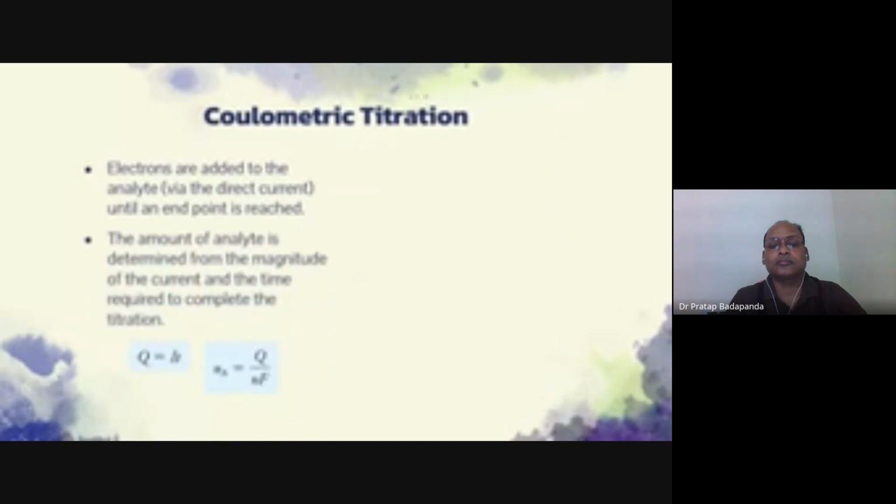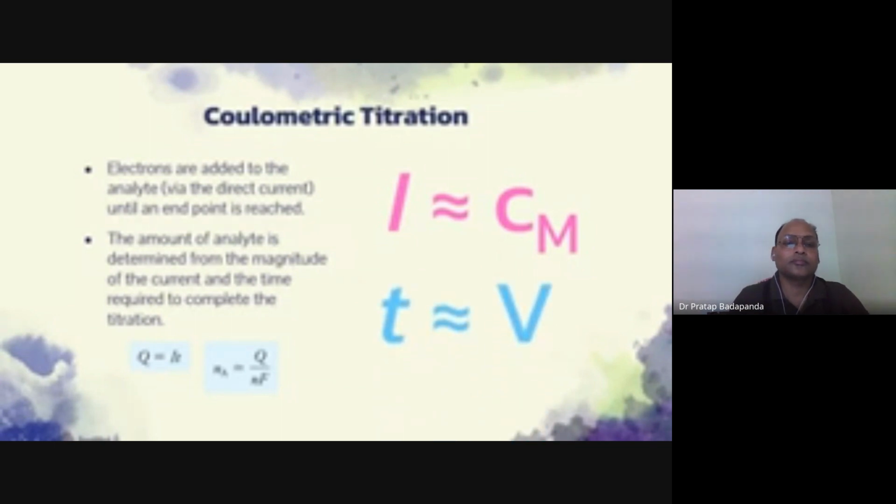At that point, the electrolysis is discontinued. The amount of analyte is determined from the magnitude of the current, and the time required to complete the titration. The magnitude of the current in amperes is analogous to the molar concentration of a standard solution, and the time measurement is analogous to the volume measurement in conventional titrimetry.